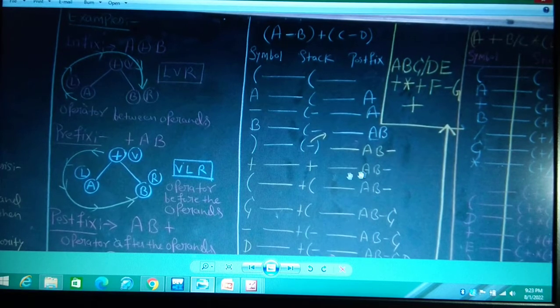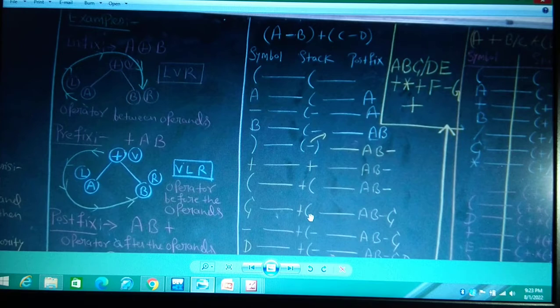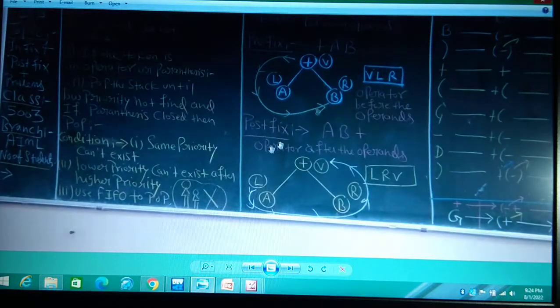A B minus plus. Now the next symbol is parenthesis, so parenthesis will come here. Next is C, which will come here because it is an operand. Then minus will come here. All the parentheses and operators will come here. When the parenthesis closes, or you get such a form, then you have to pop, otherwise never pop.